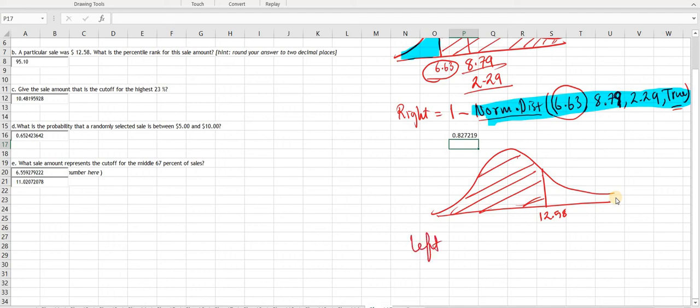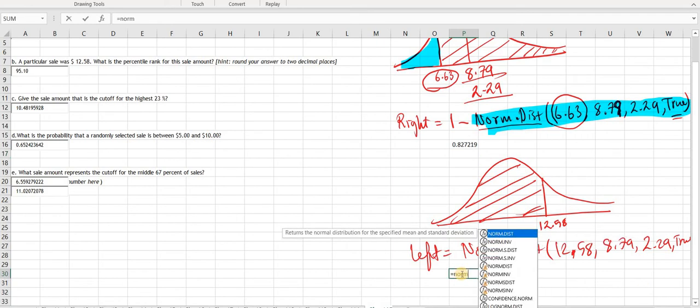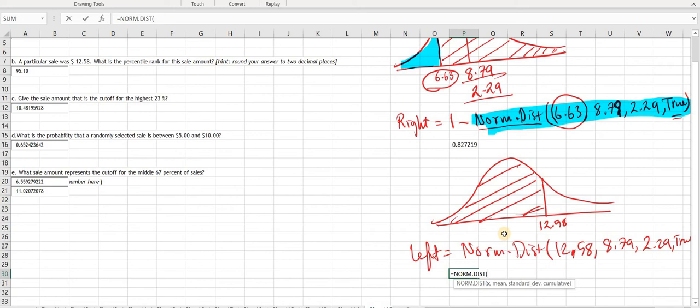So the area to the left of any number is equal to norm dot distribution of 12.58 comma the mean, 8.79 comma the standard deviation, 2.29 comma true. So I'm going to compute that here. Norm dot distribution of 12.58 comma the mean, 8.79 comma the standard deviation, 2.29 comma true. And that is going to answer my second question.